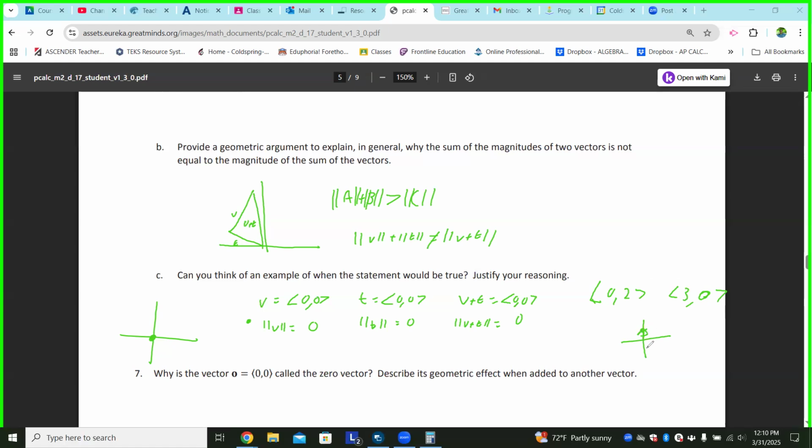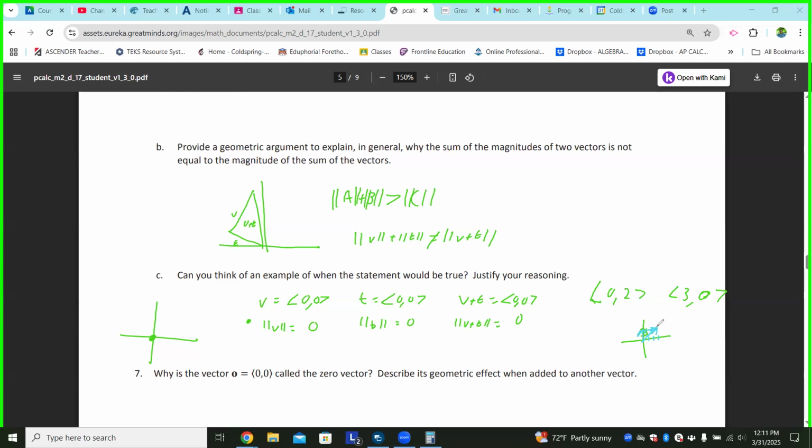So here's my first vector, maybe a different color. Here's my first vector. And then from this tip, I'm now going to graph 3, 0. So that's going to be 1, 2, 3. So then I go there. So if I want that V plus T, here is what that answer would be. So would this length be the same as those two sides added up? Just geometrically looking. No, because then it wouldn't be a triangle again.